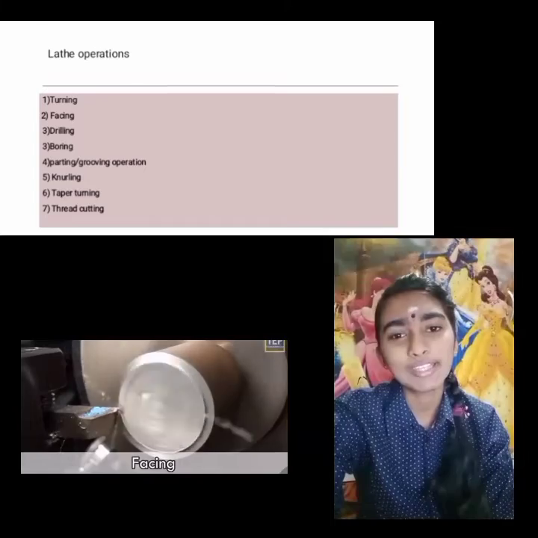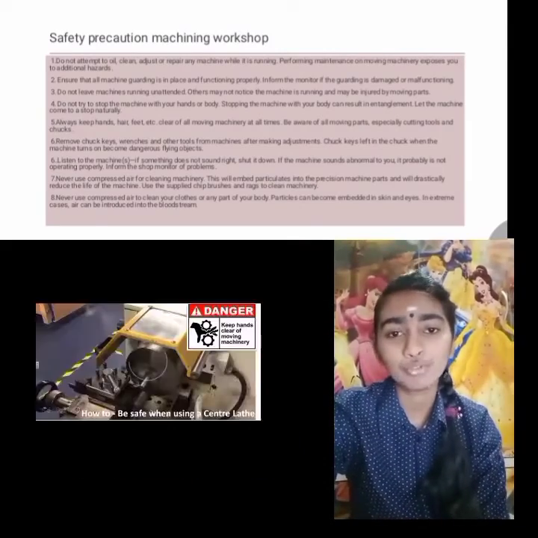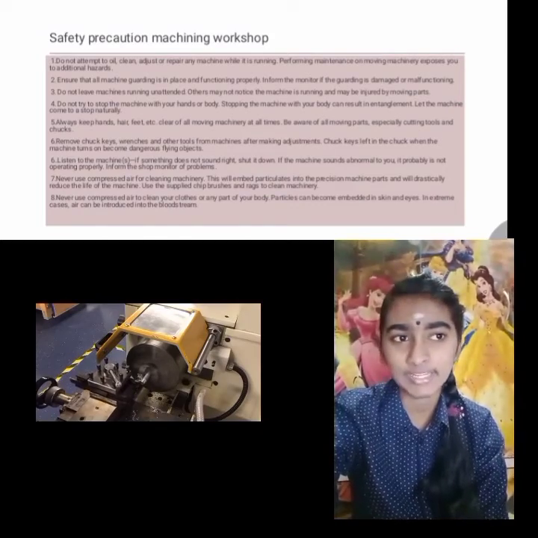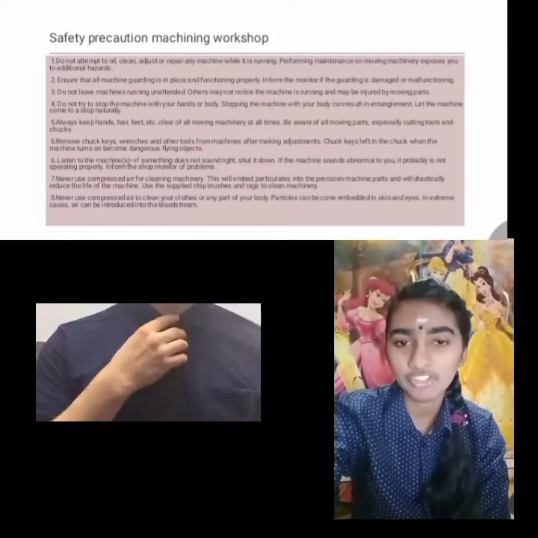Next, we want to see the safety precautions in the machining workshop. First, do not attempt to oil, clean, adjust or repair any machine while it is running. Performing maintenance on moving machinery exposes you to additional hazards.